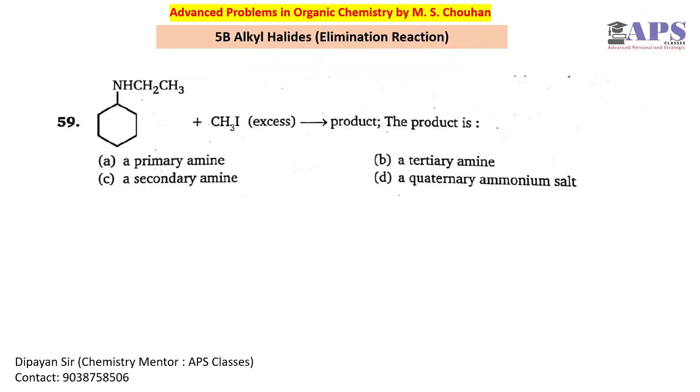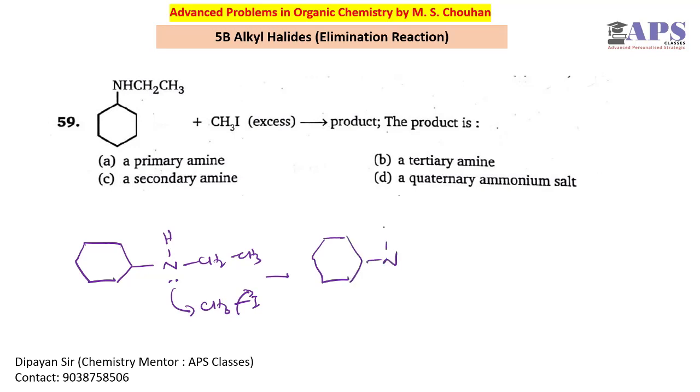Question number 59. This is a kind of Hofmann exhaustive methylation, but we don't have to do the elimination here because only substitution we have to show. So initially we have CH2 CH3. Now this lone pair can approach and this will be eliminated. So we can form CH2 CH3 CH3 and plus.